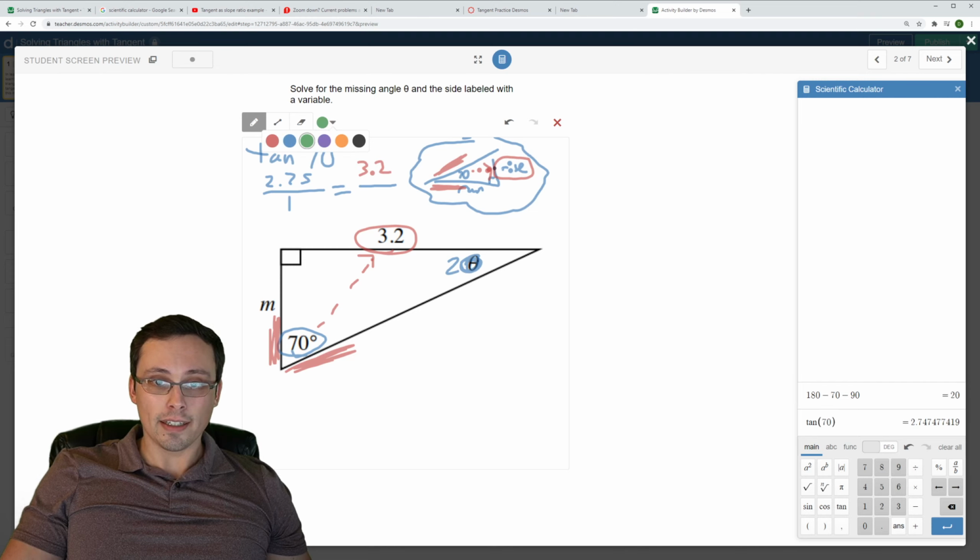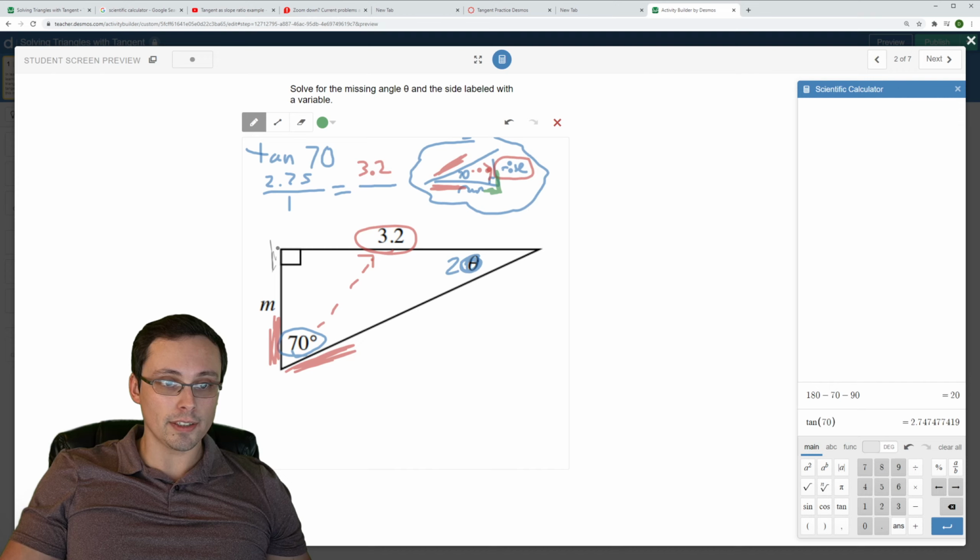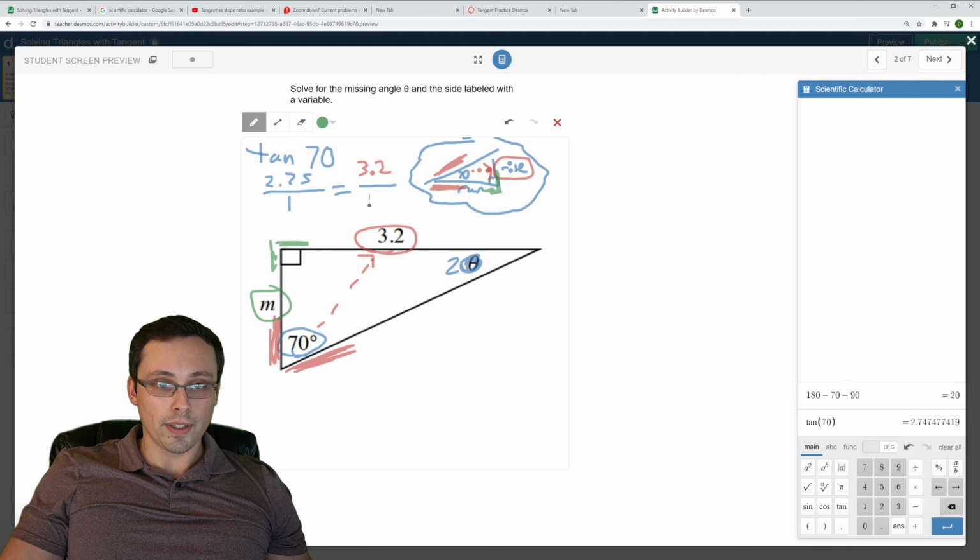Then your calculator's thinking that these two sides create the 90-degree angle. One of them's the rise, the other one's the run. We already figured out which one the rise is, so our run has to be the m here. So we're going to put that on the bottom.